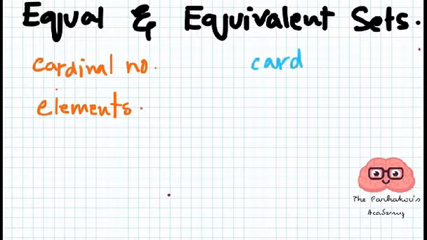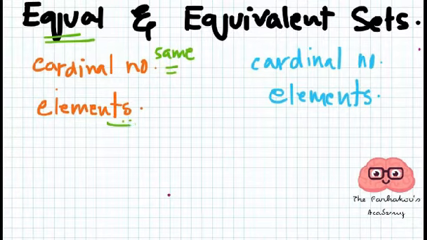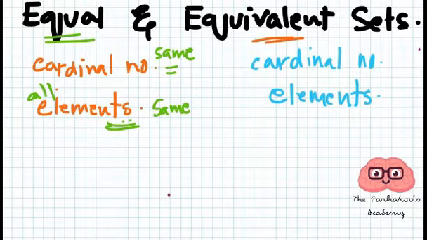Here as well, in case of equivalent set, the cardinal number and elements. Let's see what's the difference between the two. Here in the equal set, the cardinal number, that is the number of elements in each set, is the same, or equal, and the elements are the same. All the elements are the same. Whereas in the equivalent case, the cardinal number has to be the same. That means the number of elements in both the sets has to be the same, but the elements don't have to be the same.